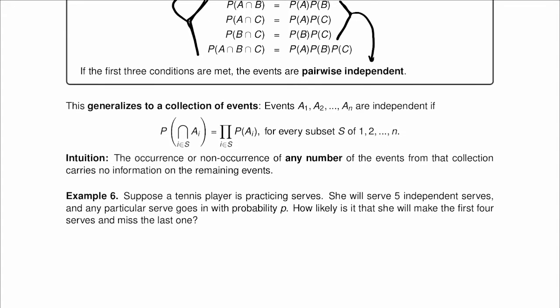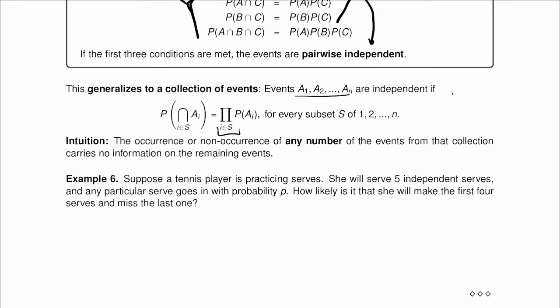And this is the general formula. We will say that the events A1 until AN are independent if the probability of the intersection between them is the multiplication, or the product, of all the probabilities, okay? Basically, this means that the occurrence or non-occurrence of any number of the events from that collection carries no information about the remaining events, okay?